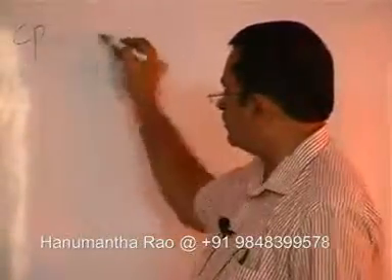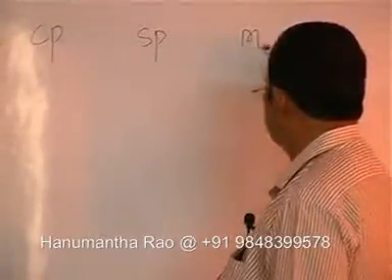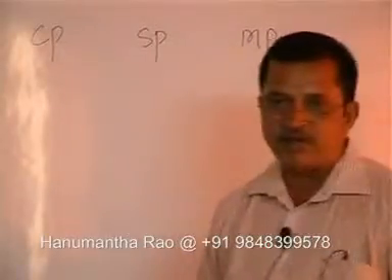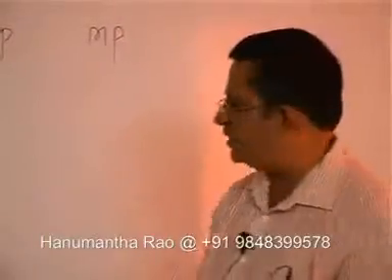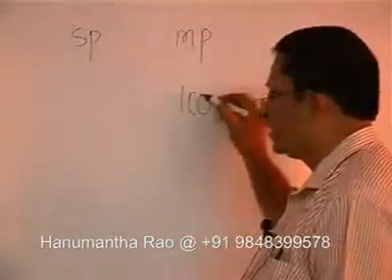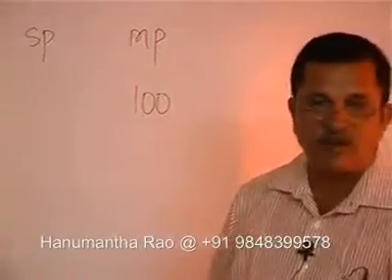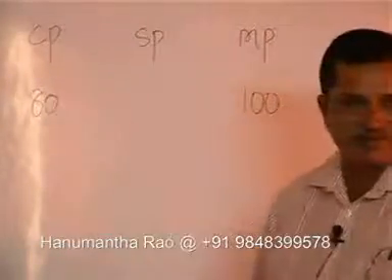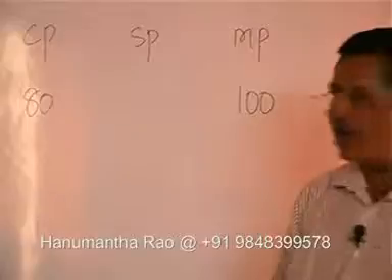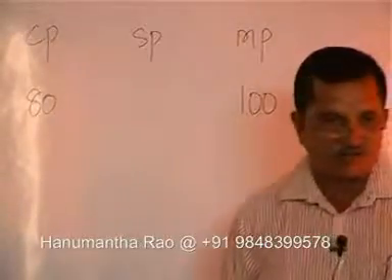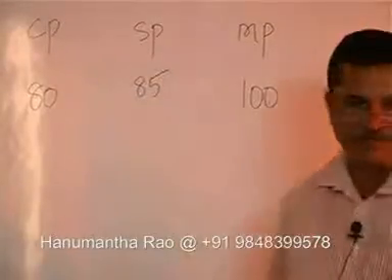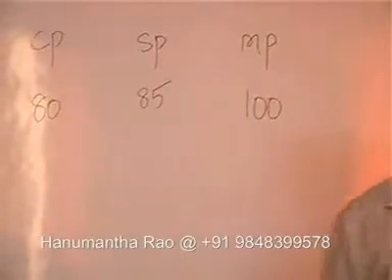Related to all the three, the sequence should be like this: cost price, selling price, and then market price. The cost price of an article is 80% of the market price, means 100 assume as the market price. Then what would be the cost price? 80, is it not? 20% discount is allowed. And after this, how much discount is allowed? 15% discount is allowed, means at what rate he sold? 85. Find the gain percent.